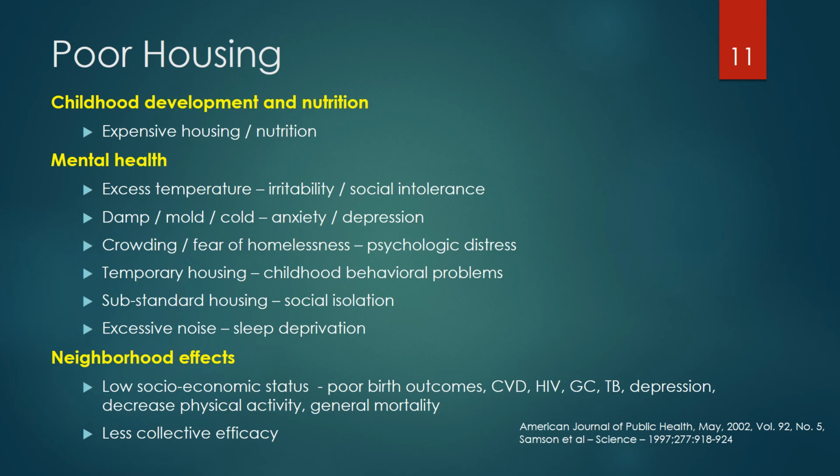Neighborhood effects associated with poor housing include low socioeconomic status linked to poor birth outcomes, cardiovascular disease, HIV, gonorrhea, and tuberculosis transmission, depression, decreased physical activity, and general mortality, and less collective efficacy associated with lower levels of trust, social cohesion in forming social control, and increased violence.